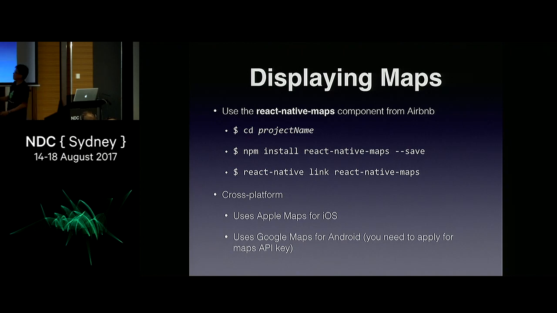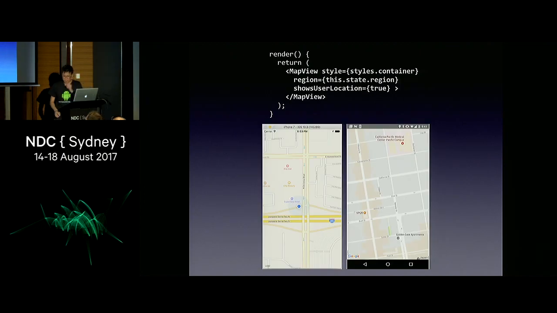For the React Native Maps component, it uses Apple Maps for iOS, and it uses Google Maps for Android. So for Android, you need to apply for the Maps API key, which I think most people are already familiar with. So this is how it looks like.